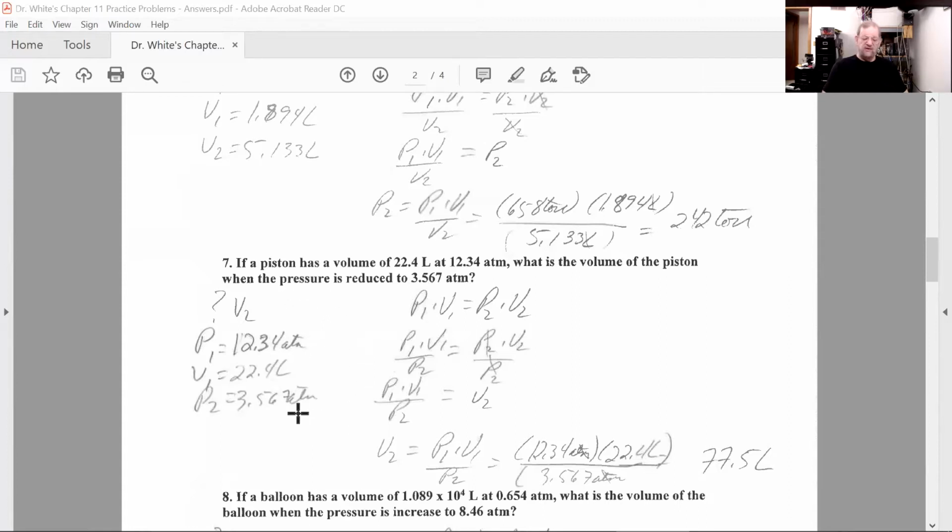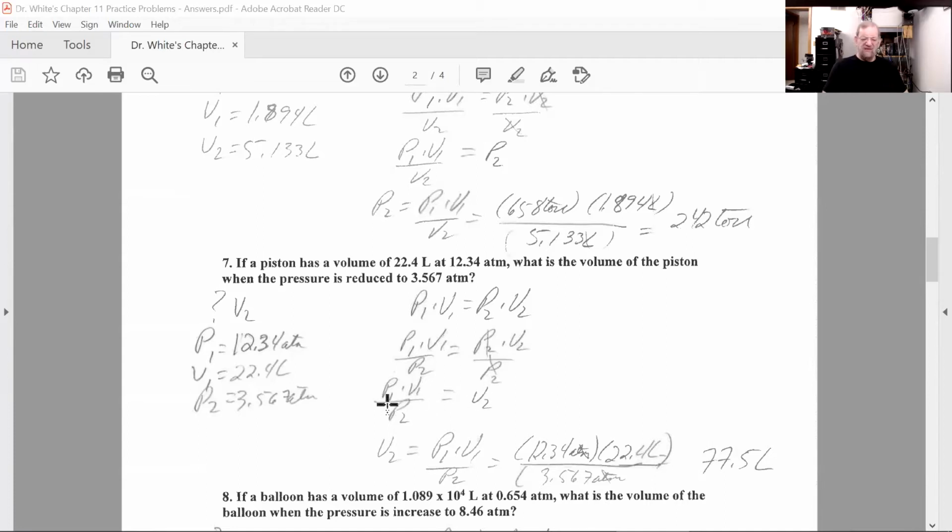Notice here, only volume and pressure are involved. As soon as you see that, Boyle's law, P1 times V1 equals P2 times V2. What are we trying to solve for? V2. We want it alone on this side. How do we get rid of P2? Divide by P2. Anything divided by itself is the number 1. 1 times V2 is V2. But whatever you do to one side, you have to do to the other. And I did. And hopefully you did too.